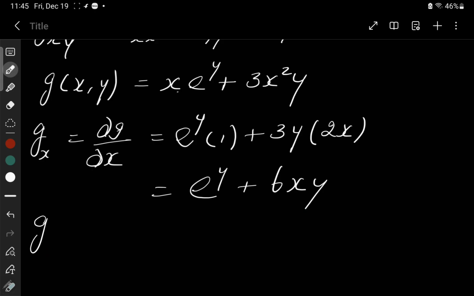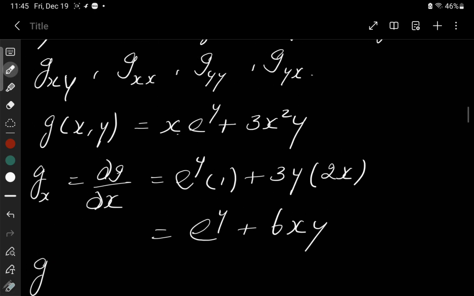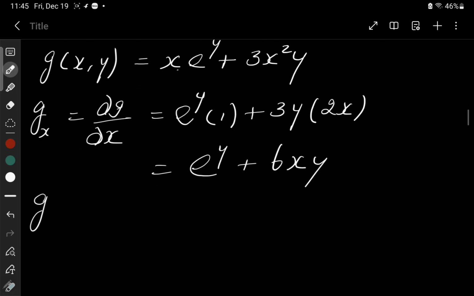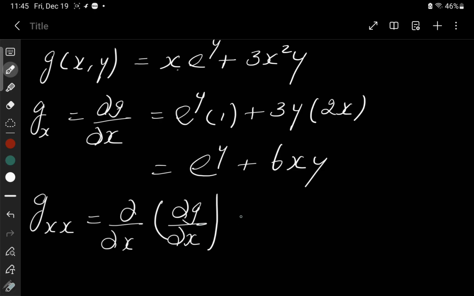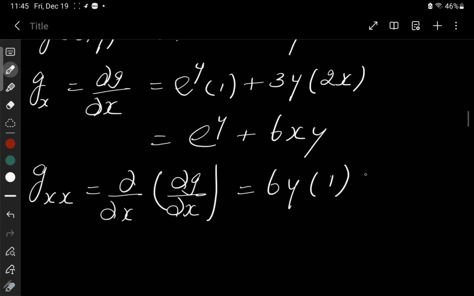Then first find gxx. That is this gx, again I differentiate dou by dou x. So dou g by dou x. E power y constant, 0, then 6 constant, y constant. So differentiate x, you will get 1. So the answer is 6y.